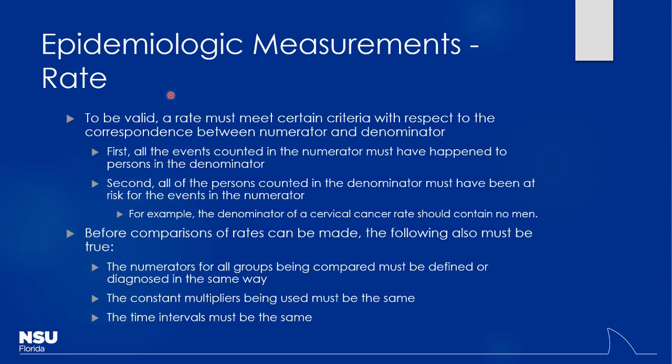And to be valid, for it to be a rate, it has to meet certain criteria between the numerator and the denominator, right? So this relationship has to be accounted for. So again, all the events counted in the numerator have to have happened in the people actually counted in the denominator. Why is that?